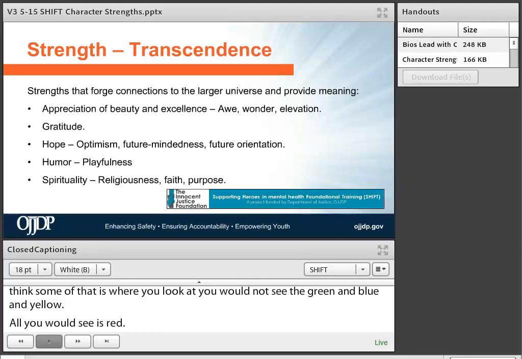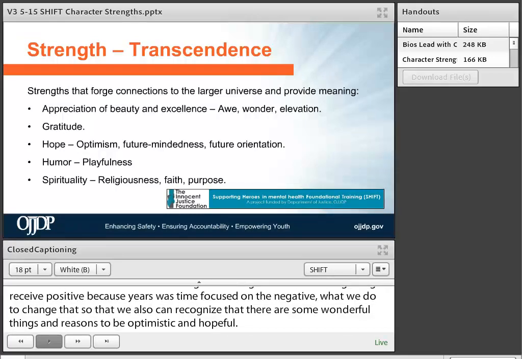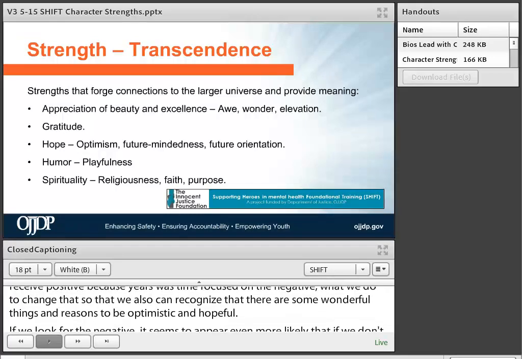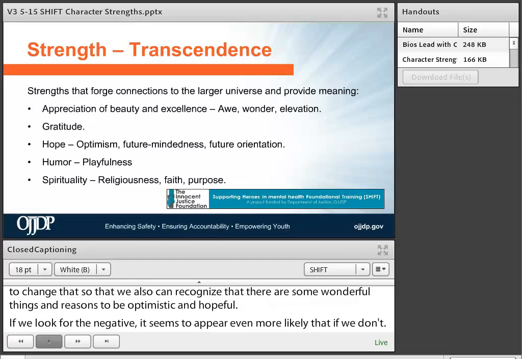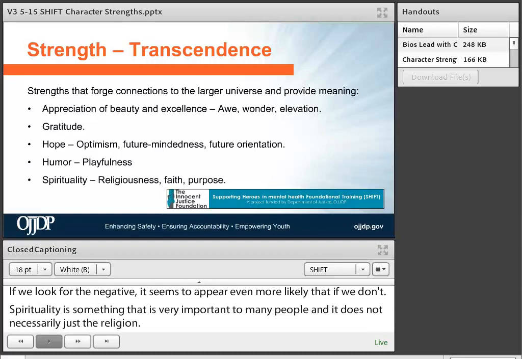If we look for the negative, it seems to appear even more likely than if we don't. And spirituality, that's something that is very, very important to many people. And it doesn't necessarily just mean religion. It means how you gain your spiritual strength. So how is it you base your foundation of life?